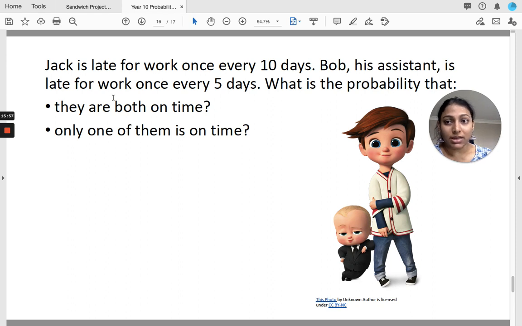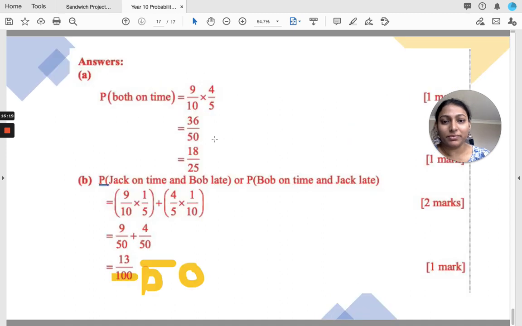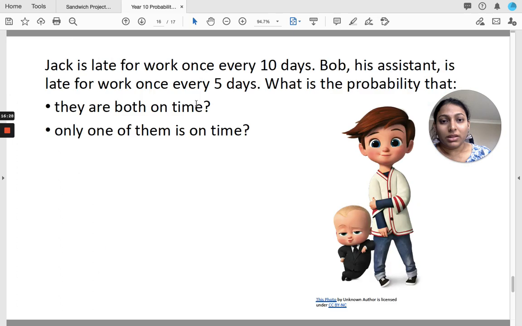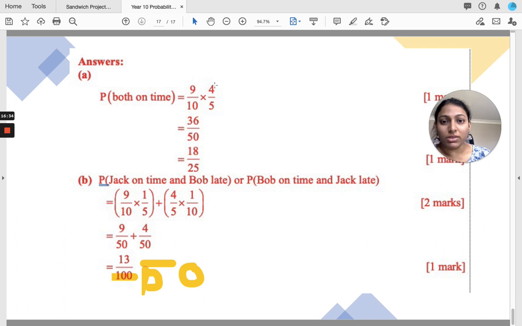Now Bob, his assistant, is late for work once every 5 days. So 1 out of 5 is his late. That means not being late should be the other 4 days. So 4 over 5. Now, what is the probability that both are on time? So this one would be on time, on time. On time for both of them is 9 over 10 times 4 over 5, because 9 out of 10 days he's on time. Which one is that? Jack is late for work, his assistant Bob. Yeah, so this would be for the boss, this would be for the assistant. So 36 over 50, which would be 18 over 25.